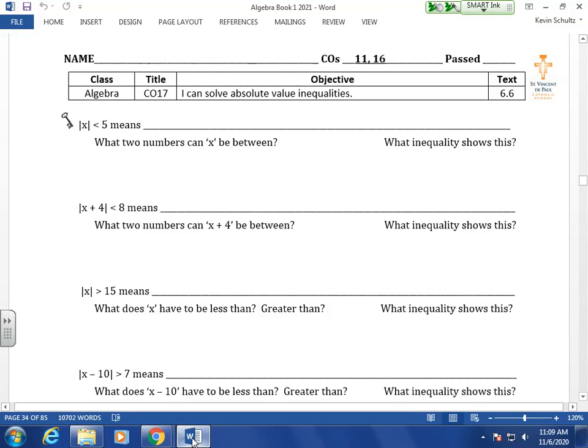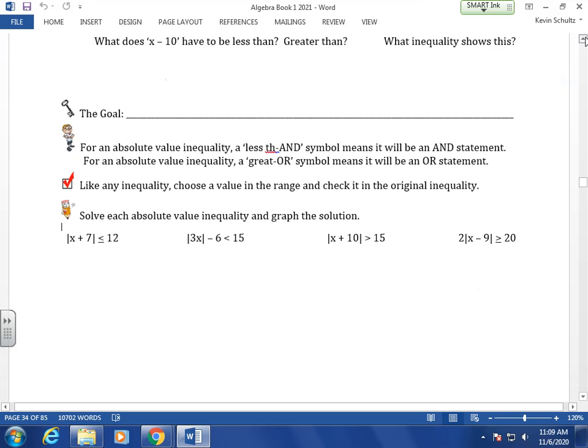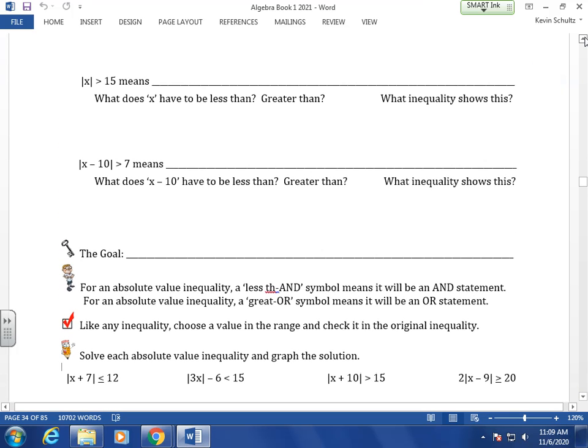We are wrapping up CO17 with absolute value inequalities. We went through this page of notes. We talked about how a less than symbol means that it is within 5 numbers from 0 or within 8 numbers from 0, and therefore it's an and statement. I gave you my nifty little tidbit: less than symbol, it's an and statement. Then we talked about the greater symbol, which would mean that x is further than or more than 15 from 0. So it's going to be an or statement.